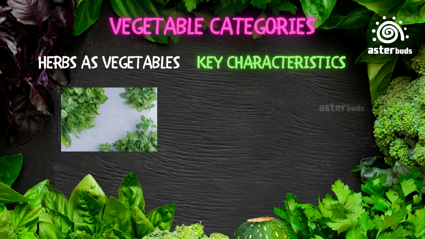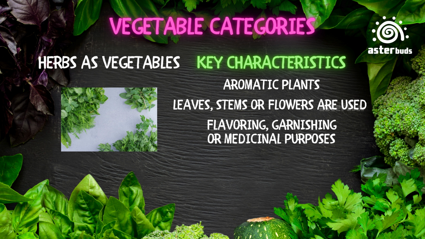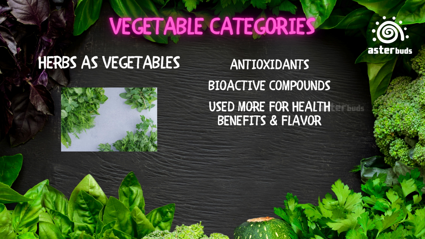Herbs as vegetables. Aromatic plants whose leaves, stems, or flowers are used for flavoring, garnishing, or medicinal purposes. Herbs are used in smaller quantities primarily to enhance the taste, aroma, or medicinal value of a dish. Examples of herbs are mint, coriander, basil, and parsley. Often packed with antioxidants and bioactive compounds, used more for health benefits and flavor.